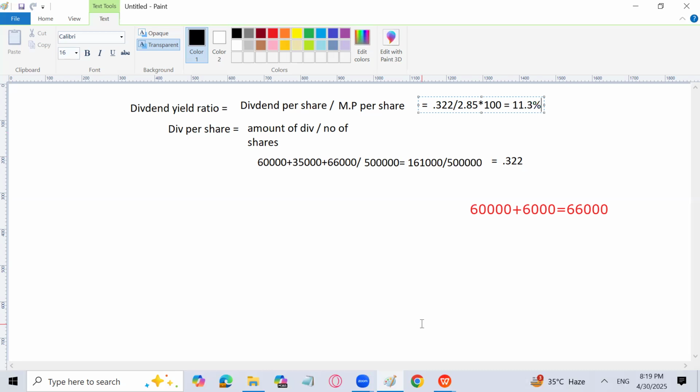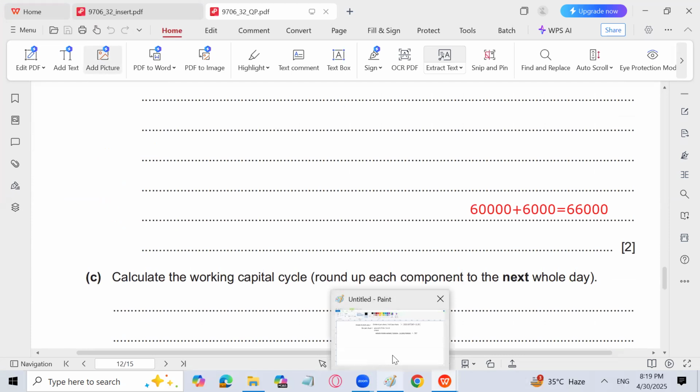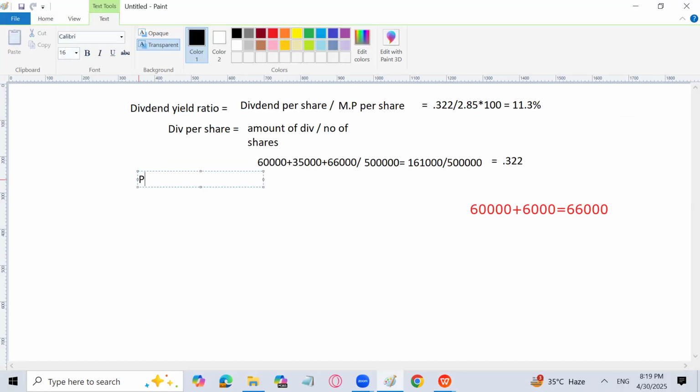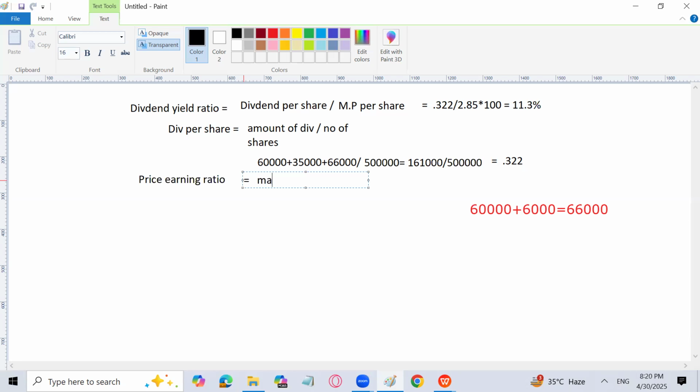Next ratio which we are going to calculate, let's move forward. The next ratios which were asked are the price earning ratio and then the gearing ratio. Let's do that. Price earning ratio, I'll write here. We have a formula. Right? The price earning ratio formula is equal to market price per share over earning per share. So market price per share is 2.85, but earning per share we need to calculate.